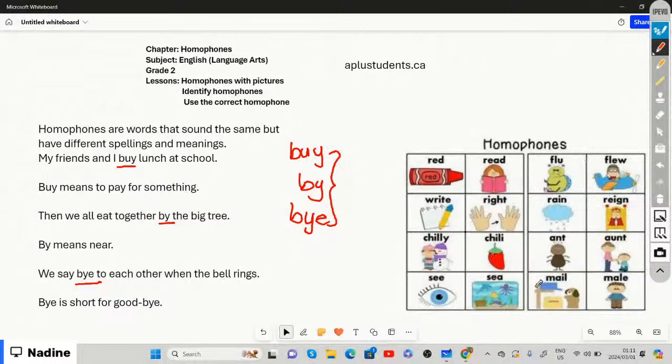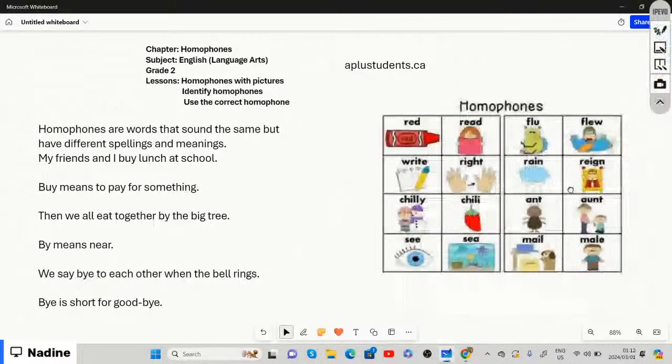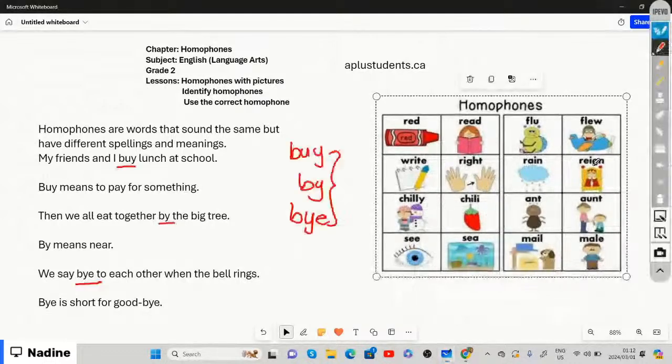All right, so now if we look at these examples of homophones, here we have pictures of homophones and they're giving us double pictures. So now we can see two different pictures or two different words, but they basically have the same sound. For example, the color red, R-E-D, and then we also have the same sound as read, which means that you are reading a book.